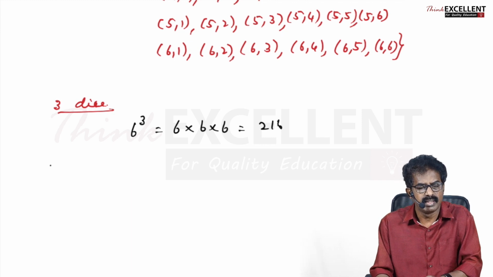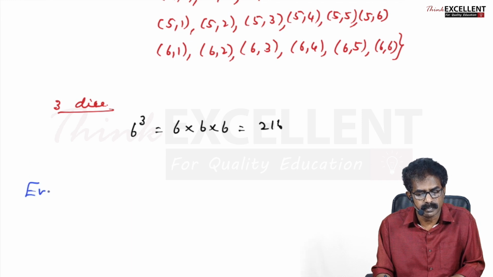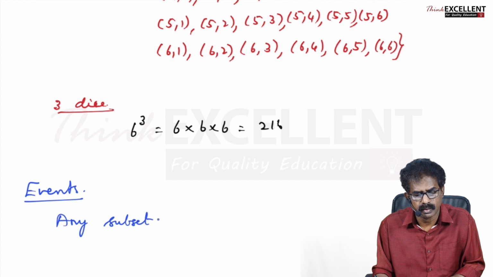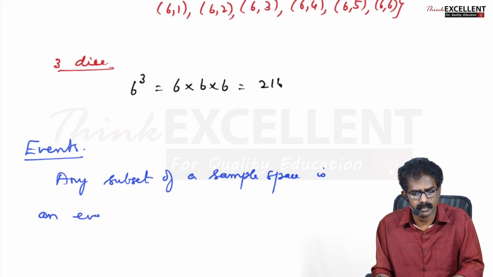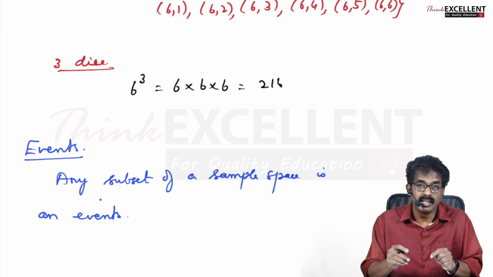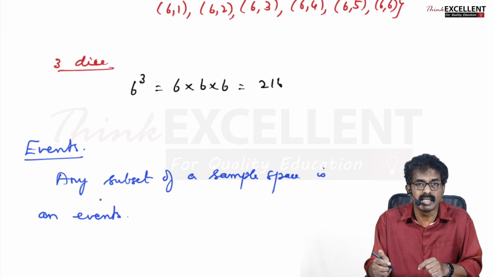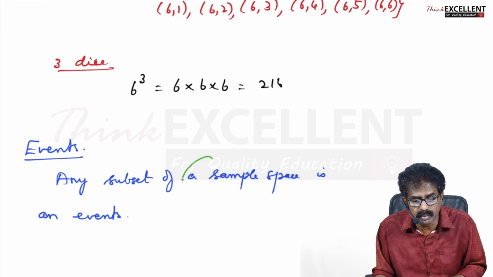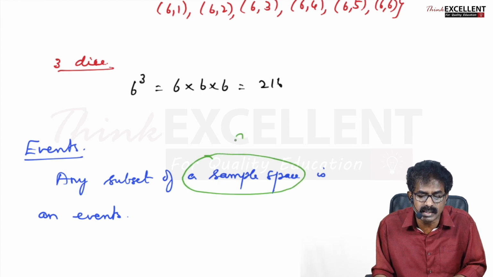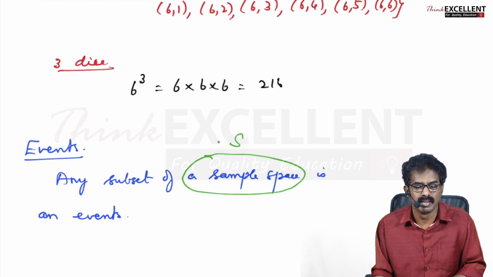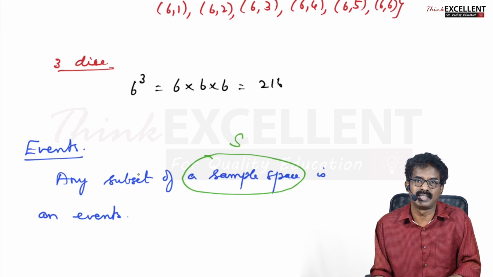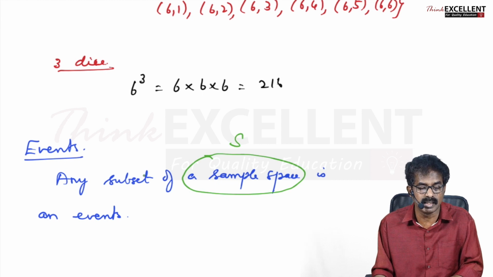Now the next definition I want to give is events. Event: the definition is any subset of a sample space is an event. Look again. What is an event? Any subset of a sample space. You know what a sample space is, that's what we studied so far. Sample space is a set, and for a set you can write subsets, no? So any subset you take, that is an event. Any subset of a sample space is called an event.